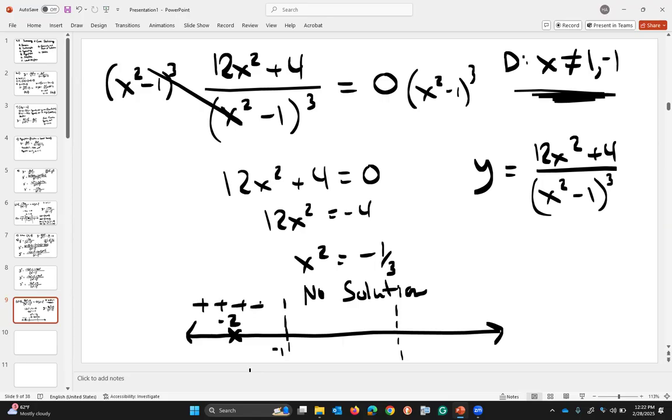But then what happens between -1 and 1? You can plug in a 0 to test. 0 plugged in gives -1, and now we're cubing, so we get a negative. So this is negative, concave down. Across here, it's positive. So there's our stuff there.